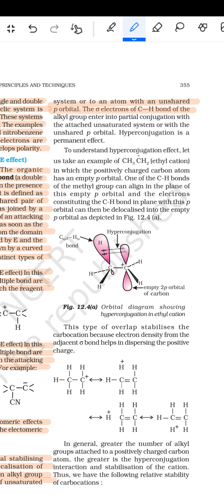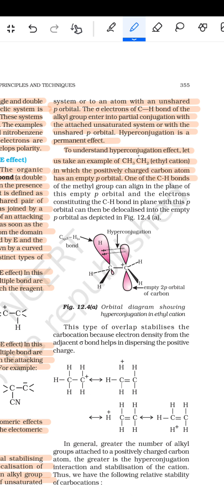The sigma orbital of the C-H bond of the alkyl group enters into partial conjugation with the attached unsaturated system or with the unshared p orbital. Hyperconjugation is a permanent effect. To understand the hyperconjugation effect, let us take an example of the CH3CH2 plus ethyl cation, in which the positively charged carbon atom has an empty p orbital.